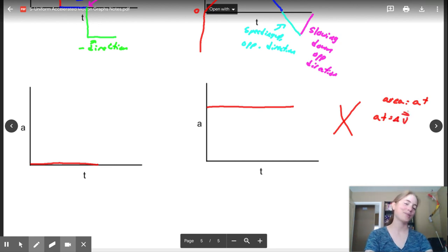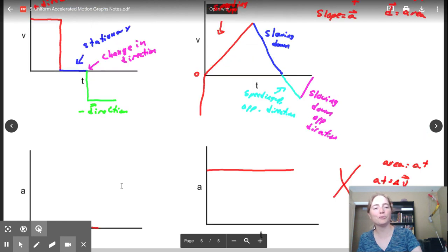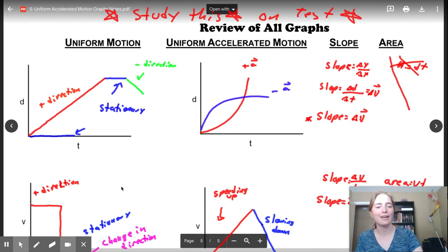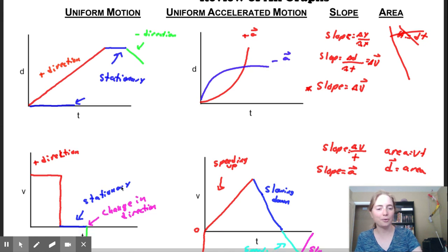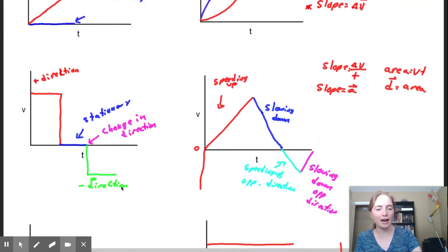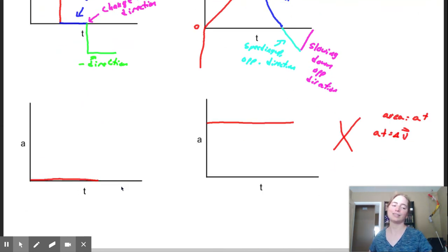Okay. So, ladies and gentlemen, that's your video. This beautiful study page here has all of the stuff that you need to know for graphs, labeled out on a single page, ready for you guys to study.